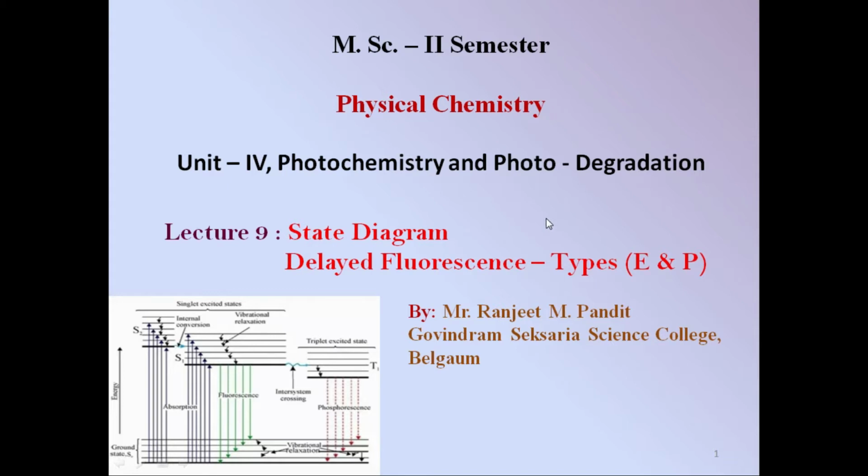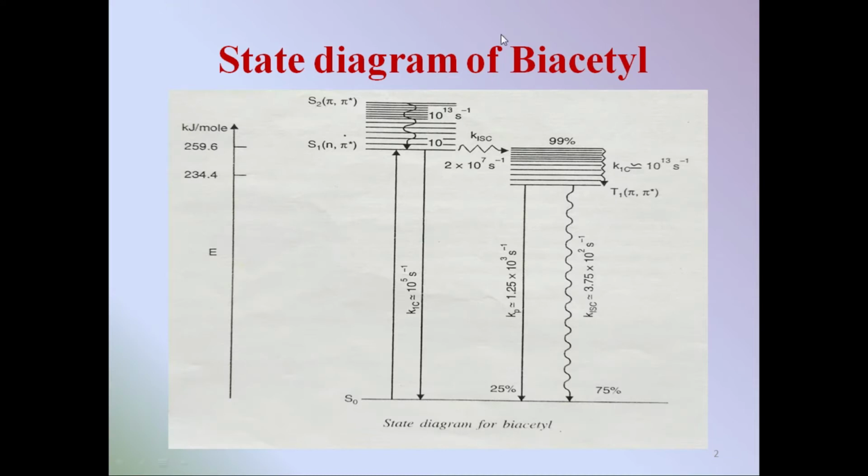The information such as energies, lifetime, and populations of singlet S1 and triplet T1 state is used to construct a Jablonski type state diagram for a molecule. This diagram will help to predict the photochemical behavior of the molecule, and we have already learned the Jablonski diagram in an earlier session. So let us discuss a state diagram by considering biacetyl as an example.